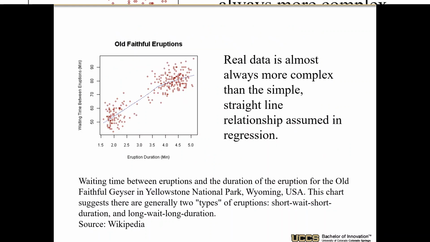And then real data turns out to often be much more complex than a simple straight line relationship assumed between regression. So like here's a plot of the duration, how long does Old Faithful erupt for, and how long you have to wait in between them. And if you look at this data, what's the first thing that you see when you look at this data? Yeah, you see two clusters, right?